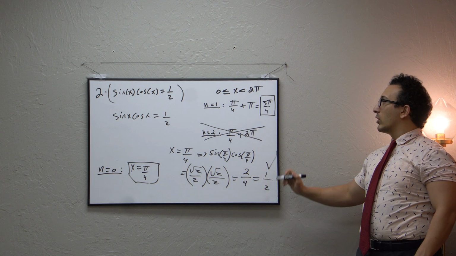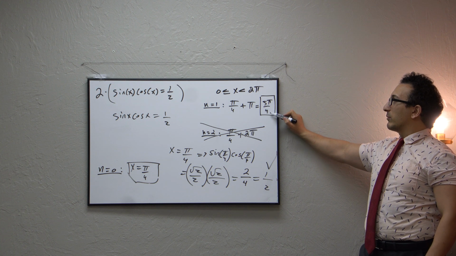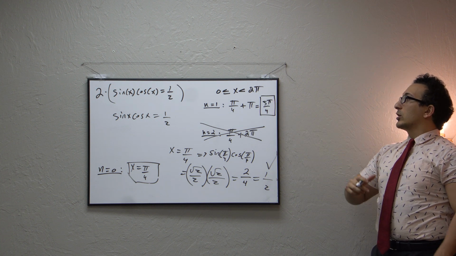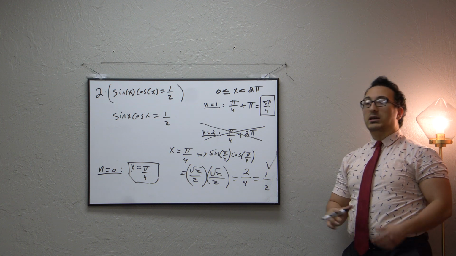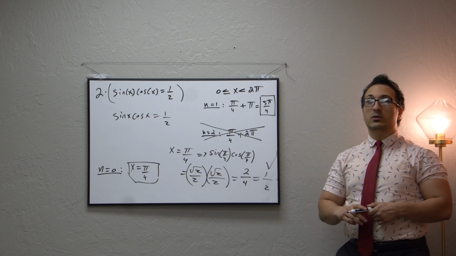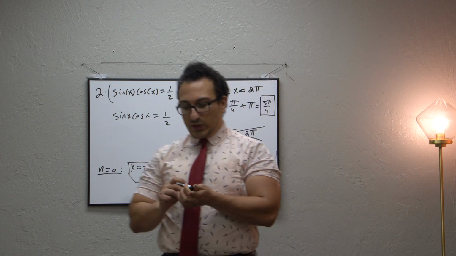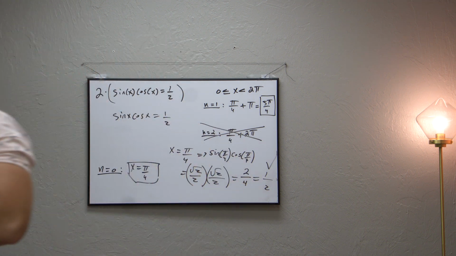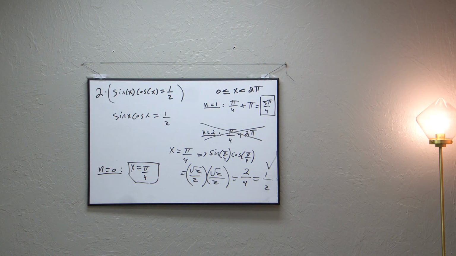You at home can go and practice plugging in 5 pi over 4, and notice that sine of 5 pi over 4 times cosine of 5 pi over 4 is also equal to 1/2. So when you get done doing these problems, you want to make sure you plug it back into your equation and make sure that you did it correctly, for it to output the appropriate value in the equation for it to be a solution.